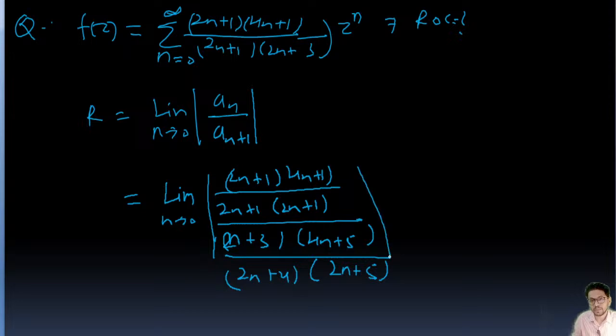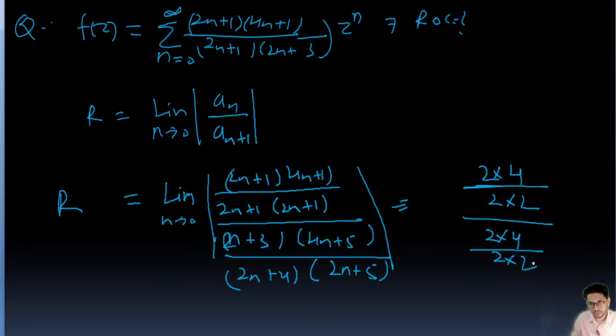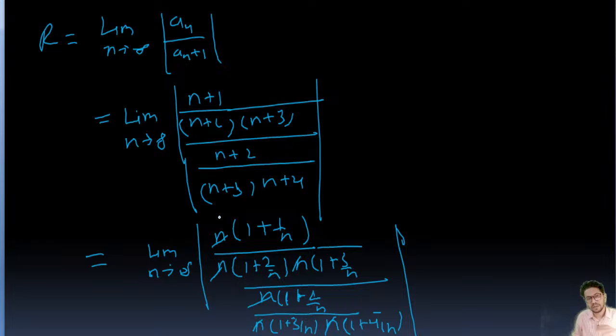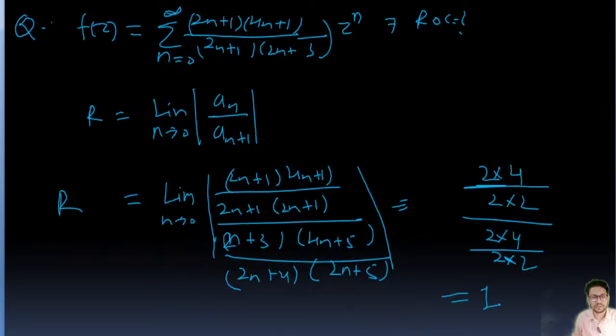Well, now we'll put the value. So we'll take n common, and then this ROC, radius of convergence, is going to be very simple. 2 will remain here because n will be taken common. So this 2, 4 here is going to remain, 4 upon 2 into 2 upon 2 into 4 upon 2 into 2. So this value is 1. So radius of convergence is 1, right? Simple procedure, what I have done here: taken n common, cancelled, and so on. Very simple one. Next question.